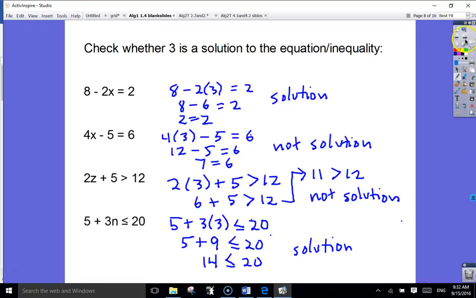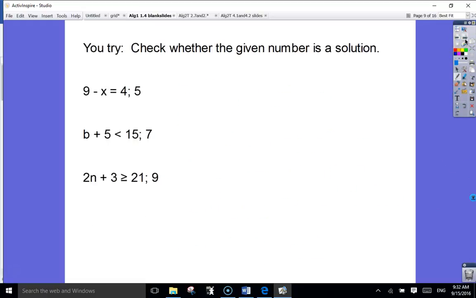Okay. So you try these 3. And now the way these are written, I'm sure the homework is written the same way. So there's the equation, 9 minus x. That's the number you're substituting. So after the colon, that's the number to substitute. So for each one of these, substitute that number and tell me if it's a solution or not.